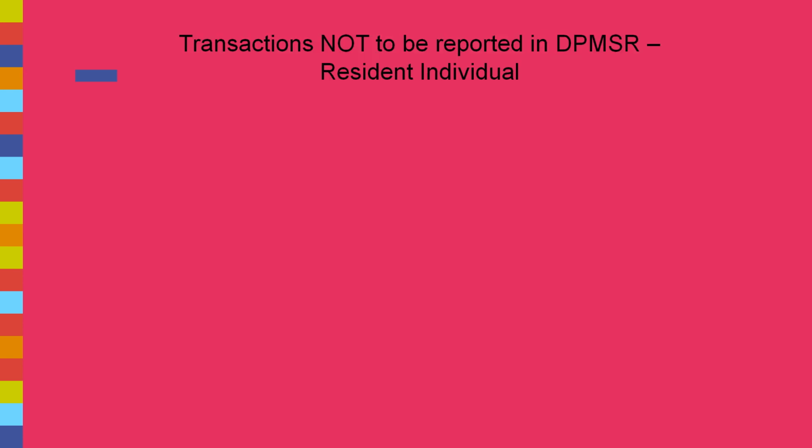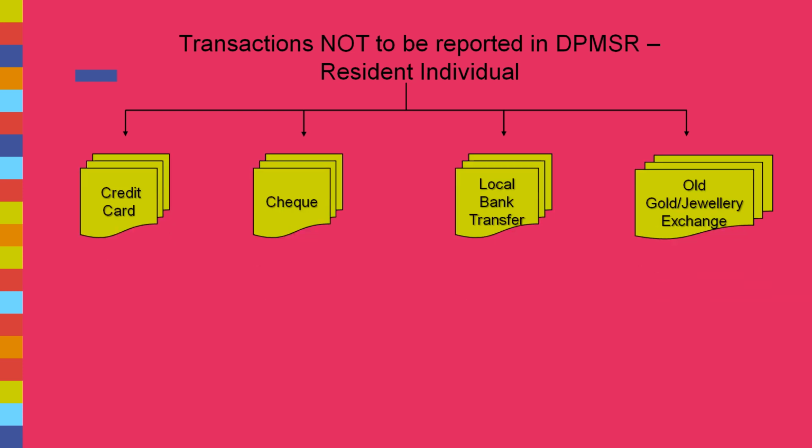Now, the transactions not to be reported in DPMSR. Let us also focus on the things which should not be reported as well. Only then will we have clear-cut knowledge of how to categorize the transactions. So let us see what are the transactions that need not be reported. The first one, credit card. You have checks. You have local bank transfers, old gold or jewelry exchange. As I said earlier in the previous slide, we have to focus only on cash transactions. If the transactions are happening through credit card or checks or any local bank transfer, we are not going to report. Now coming to the old gold or jewelry exchange.